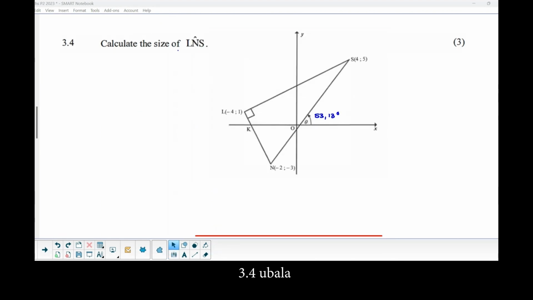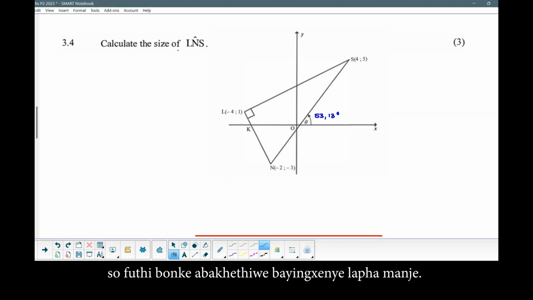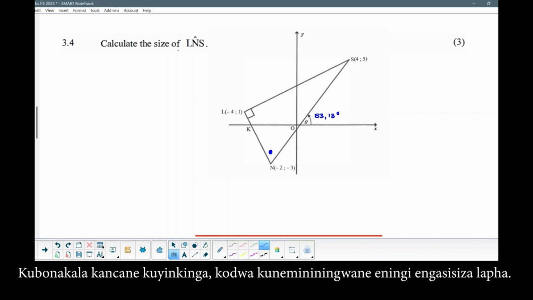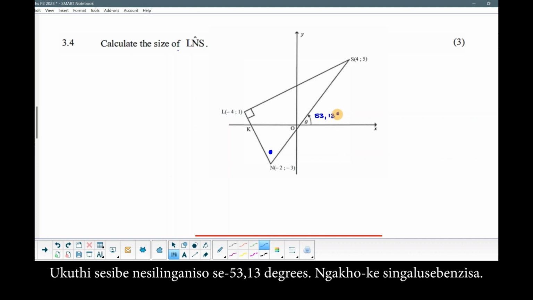3.4: Calculate the size of angle LNS. So angle LNS is actually sitting here. Now it looks a bit awkward, but we've got lots of information that can help us here. Firstly, we have this 53,13 degrees sitting there, and I think I can use it.